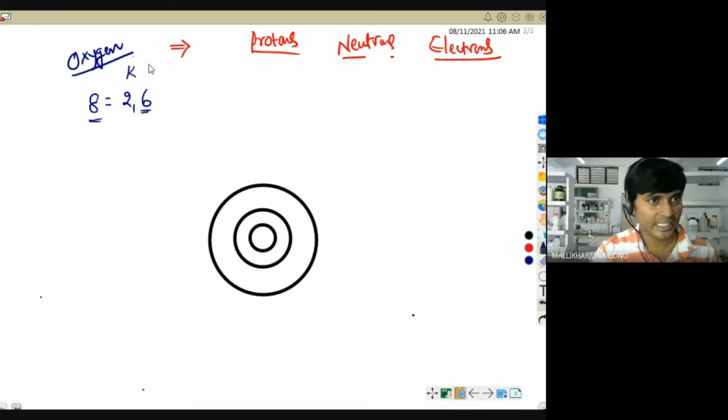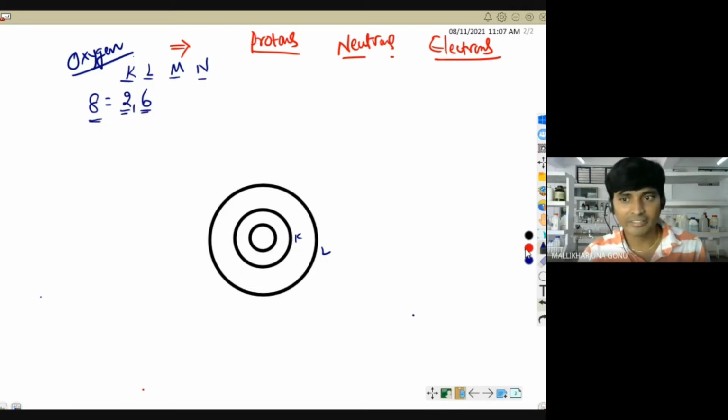K shell, L shell, M shell, N shell, like this. So these are the shells basically. This is the K shell, L shell. In the K shell 2 electrons are there, and in the L shell how many are there? 6 electrons are there. That's how it is. Now, how many protons will this have?